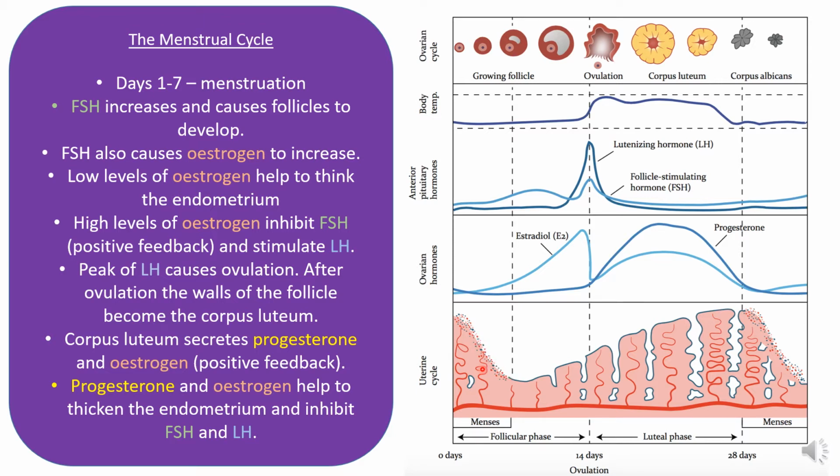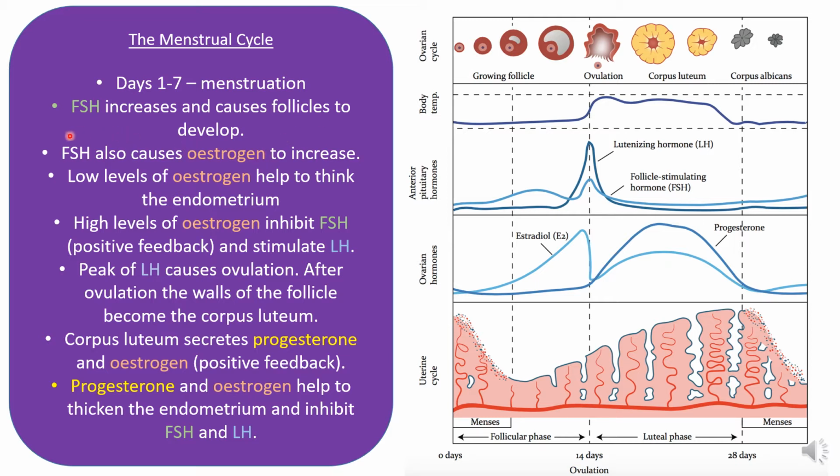You can also see, I've also color coded these, so FSH is in green. So FSH is this light blue line here. FSH at the beginning of the menstrual cycle increases and causes the follicles to develop. So you've got your follicle here, you can see that the follicles are developing and getting bigger. That's as a result of FSH. Oh, I forgot to make that green, sorry.